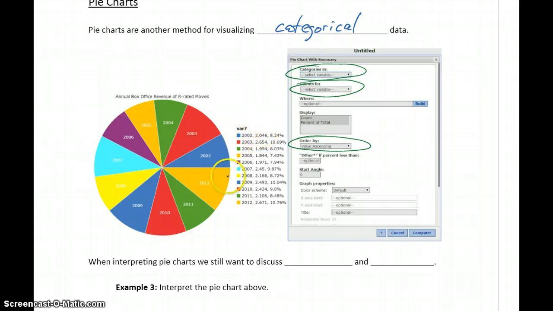And then on the right-hand side, a legend that tells you which color corresponds to which piece of the pie, what category that's titled, and then both the number of counts in that category and the relative number of counts, so the percentage. So 2,046 makes up about 8% of the total counts there.